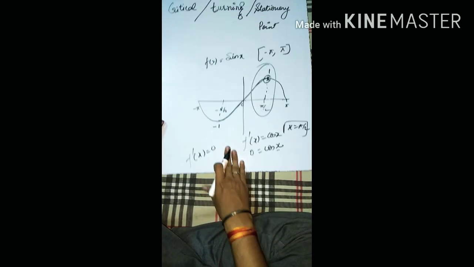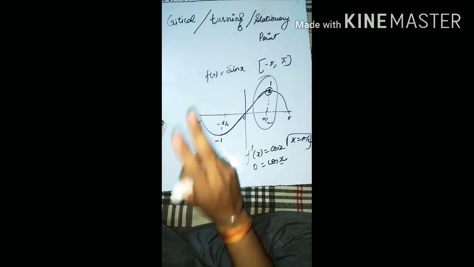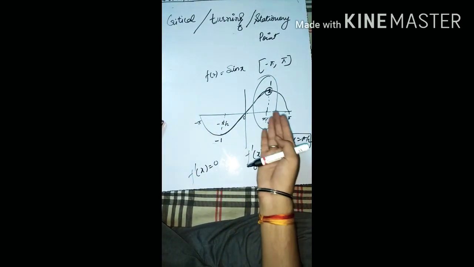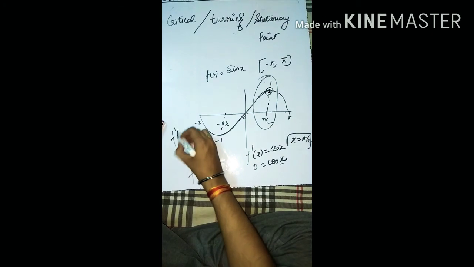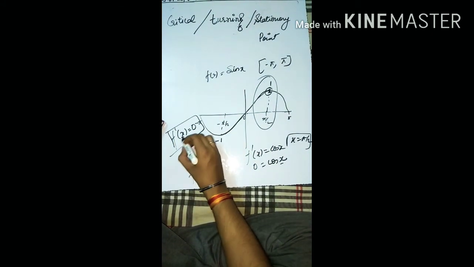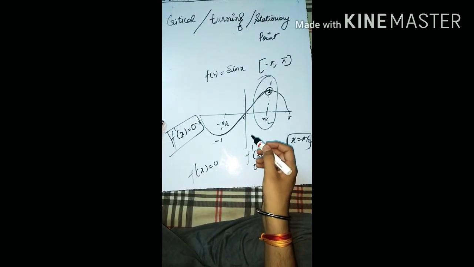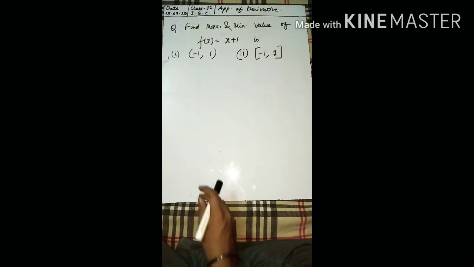Okay, understood? So how to find the critical point? First, you see whether your function is differentiable or not. If it is differentiable, then go and find f'(x), and put f'(x) equal to 0 and get the value of x. That x point will be your critical point. Okay, let us come to this question.